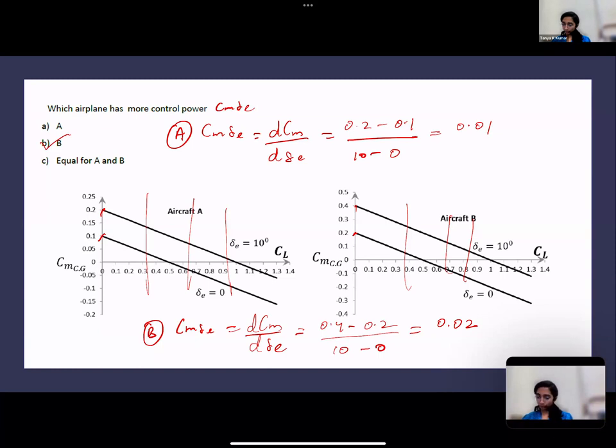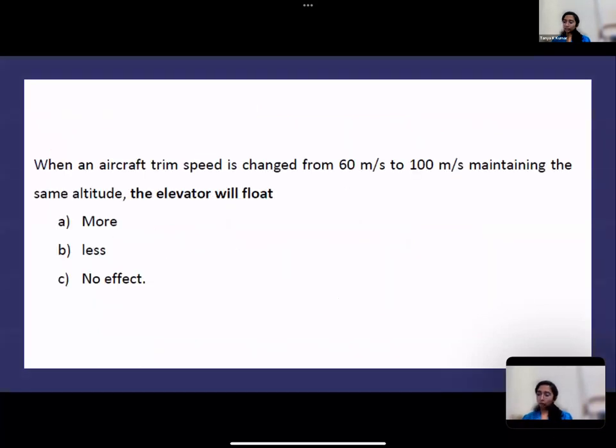Okay, let's go to the next question. When the aircraft trim speed is changed from 60 to 100, maintaining the same altitude, the elevator will float more or less. Read the question carefully. When the aircraft trim speed is changed from 60 to 100, the elevator will float more or less.